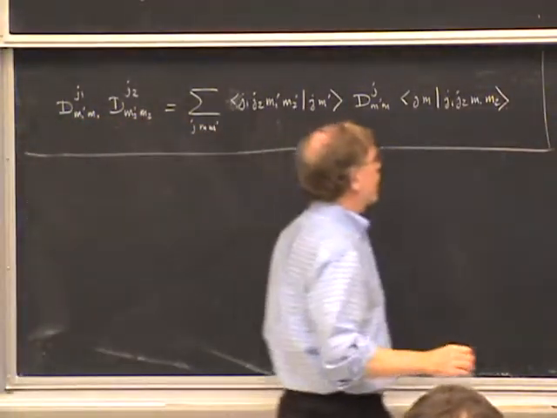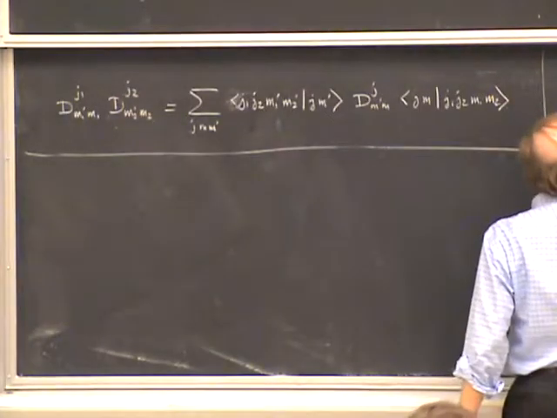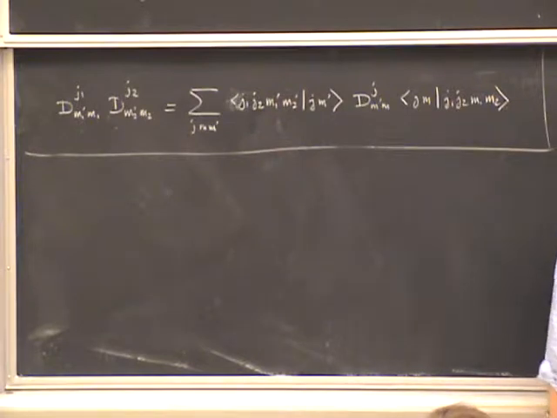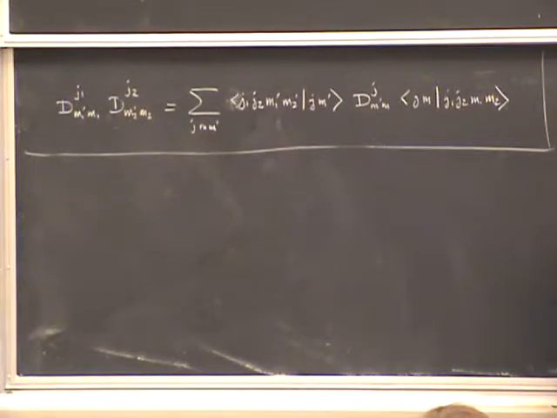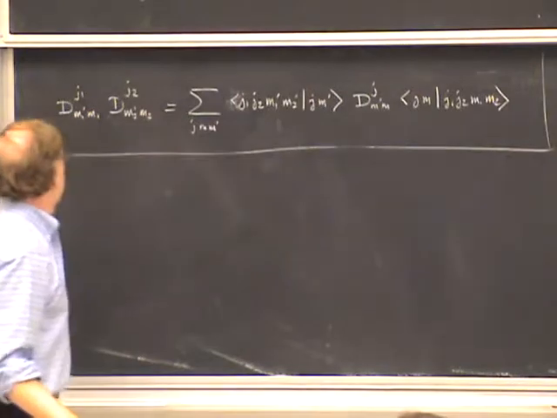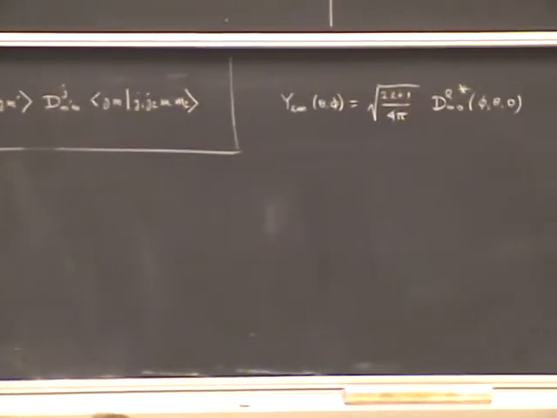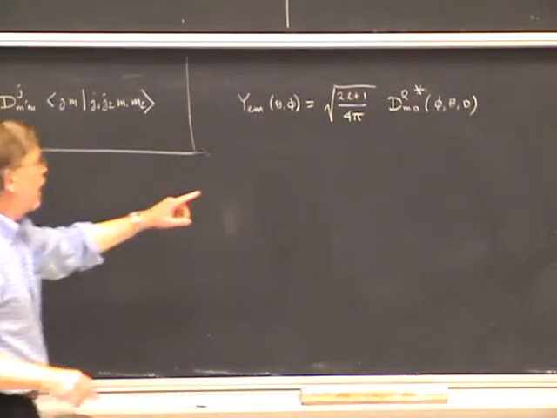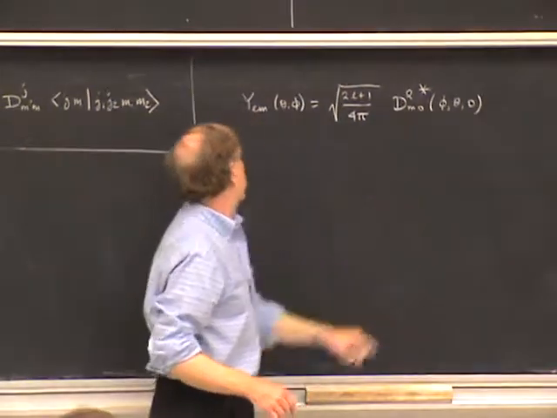Let me remind you that the YLM of theta and phi is equal to the square root of 2L plus 1 over 4 pi times the D matrix D^L_{M0} of Euler angles phi, theta, and 0, complex conjugate. Useful relation between the two. So I'm going to convert this formula into a formula involving YLMs. In order to do that, I need to have the second index of the D matrices be zero.